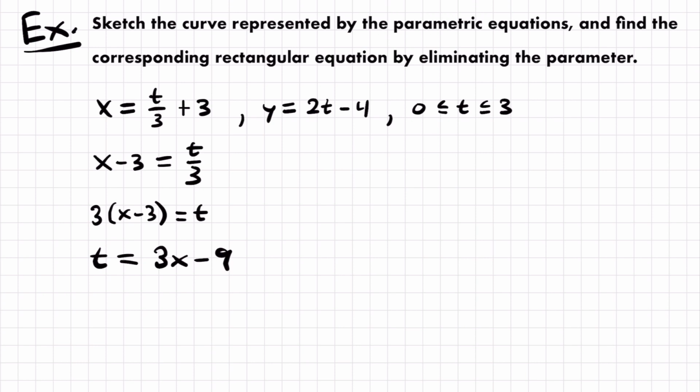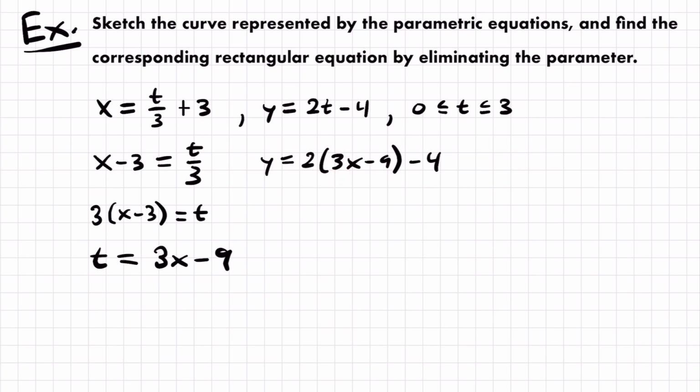Now that we have solved for t in terms of x, we want to replace t in our equation for y with 3x minus 9, and then simplify. Then we will have a rectangular equation in terms of x and y that we can use to help us sketch the plane curve represented by these parametric equations. So y is equal to 2 times 3x minus 9 minus 4. We just replaced this t with 3x minus 9. Remember to put parentheses around both of those terms, because this 2 needs to be multiplied by both of them, not just 3x.